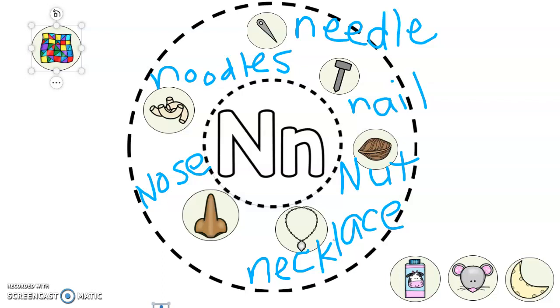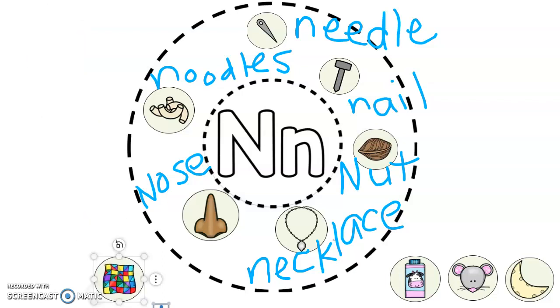All right, my last picture is a type of blanket called a quilt. Quilt. Would quilt go on my circle map for N? Does quilt start like N? No, it does not. So I'm going to move it to the bottom. All right, everybody, what sound? How do I write N?